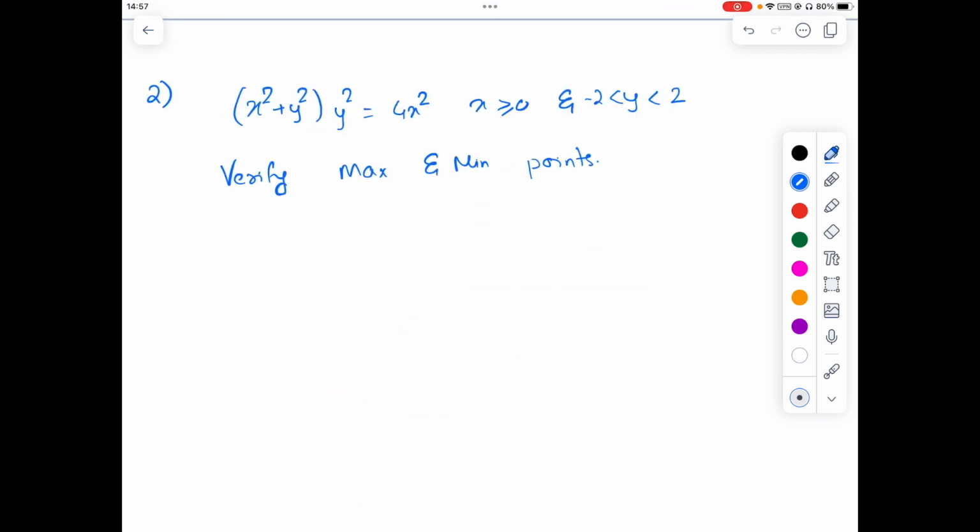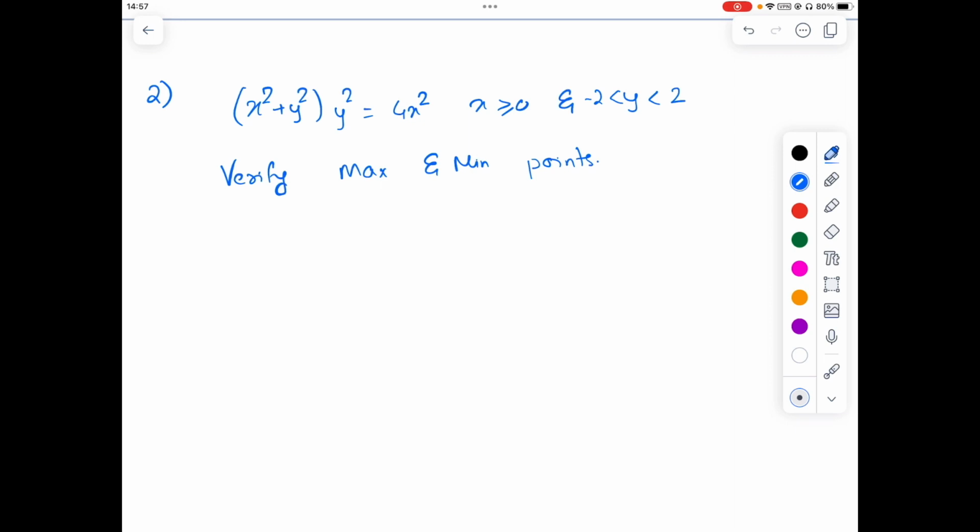Now we shall go to the second question. So we have a function or a curve equation: x square plus y square, times y square, equals 4x square, and x is greater than or equal to 0, y lies between negative 2 and positive 2. Verify the maximum and minimum points.